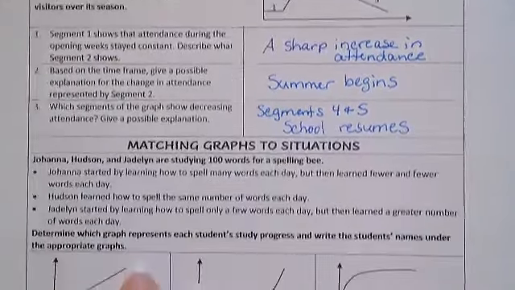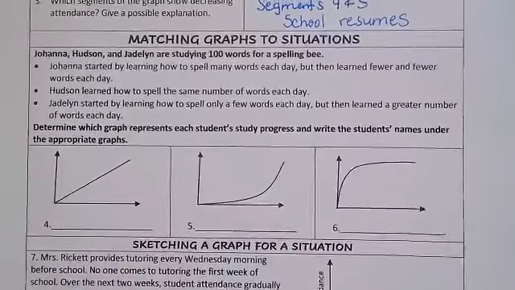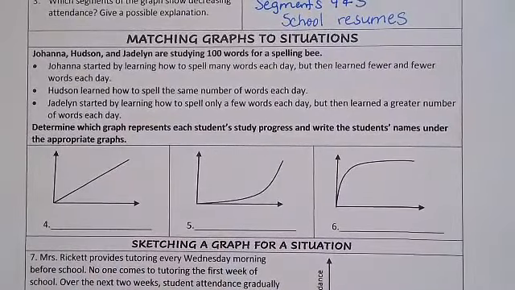All right, now we're going to look at matching graphs to situations. Johanna, Hudson, and Jadelyn are studying 100 words for a spelling bee. Johanna started by learning how to spell many words each day, but then learned fewer and fewer words each day. Hudson learned how to spell the same number of words each day. Jadelyn started by learning how to spell only a few words each day, but then learned a greater number of words each day. Determine which graph represents each student's study progress and write the students' names under the appropriate graphs.